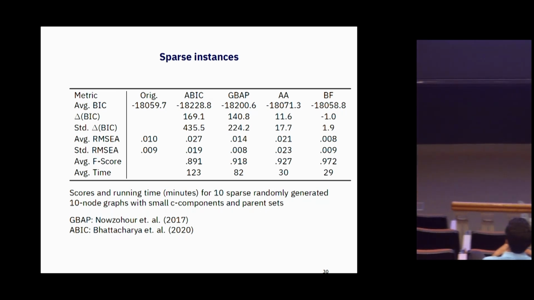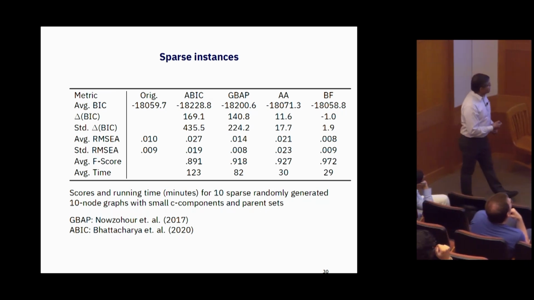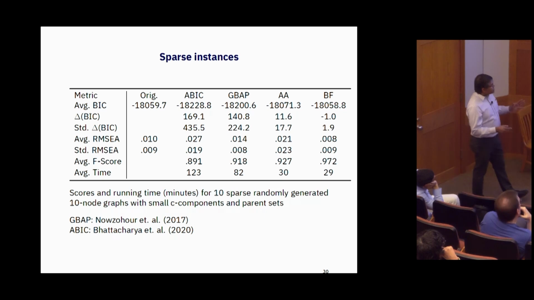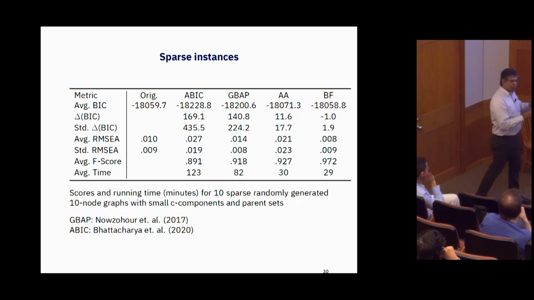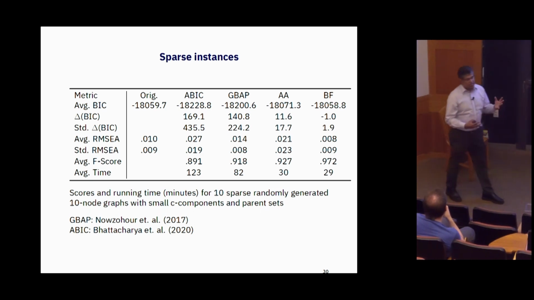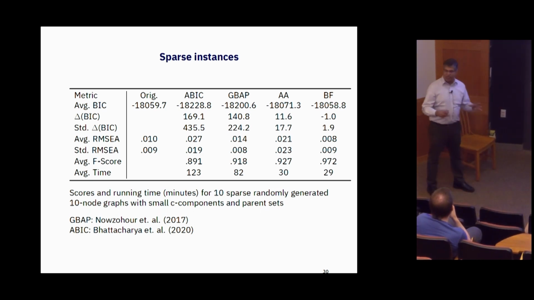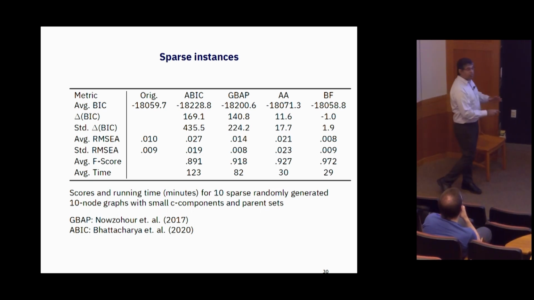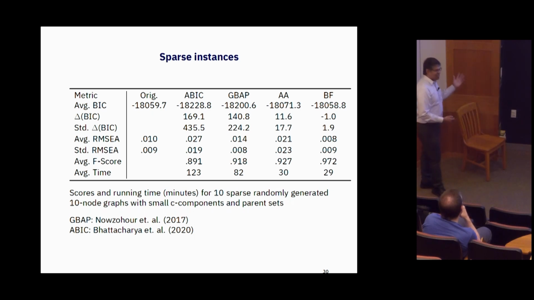GBAP and ABIC are methods which are heuristics. And all of these methods, including ours, struggle beyond 20 nodes. For example, GBAP takes more than 2 days for a 20-node graph on 40 processors, and ABIC also takes forever. So once you go beyond 20 nodes, it's pretty hard.